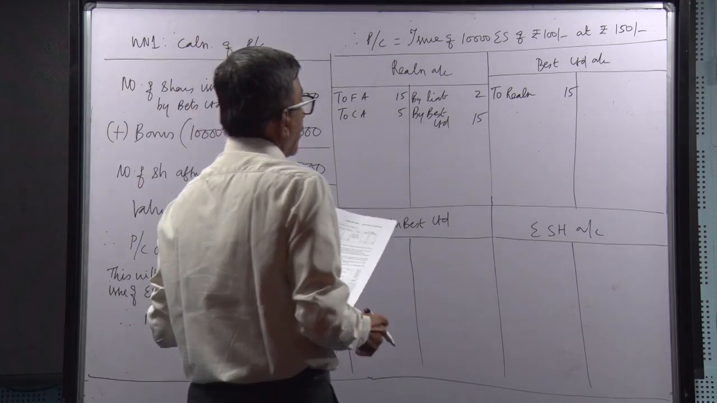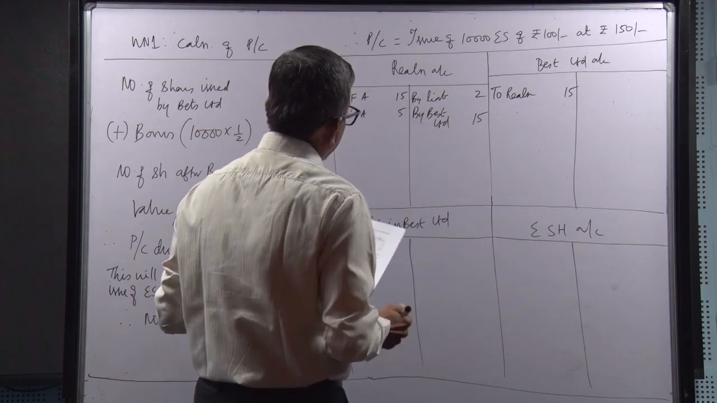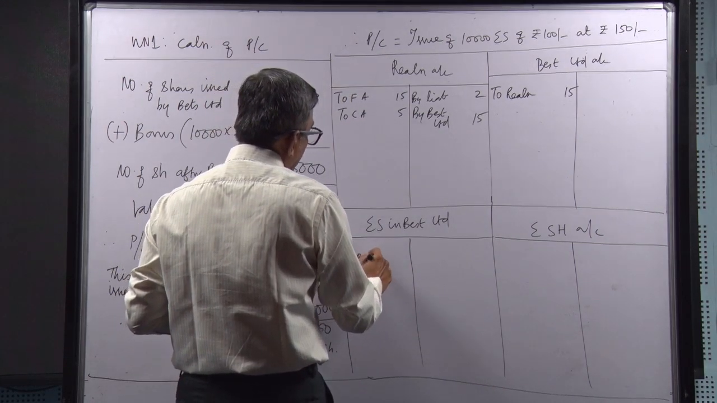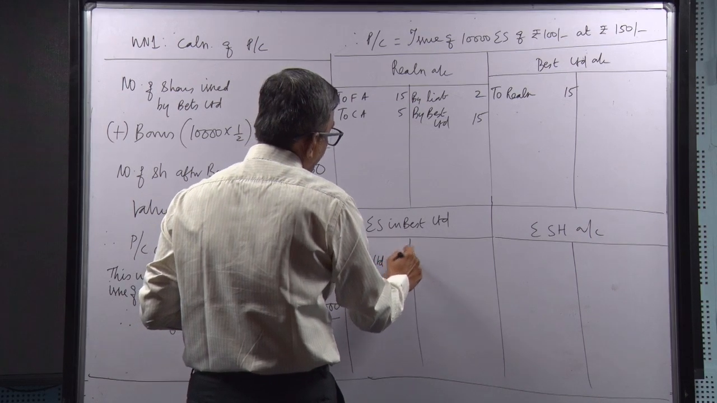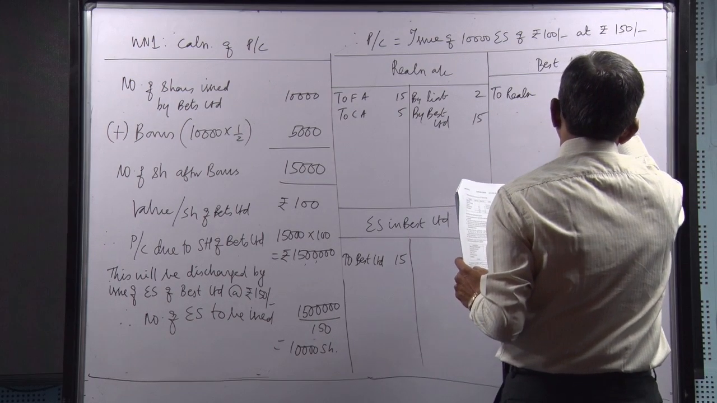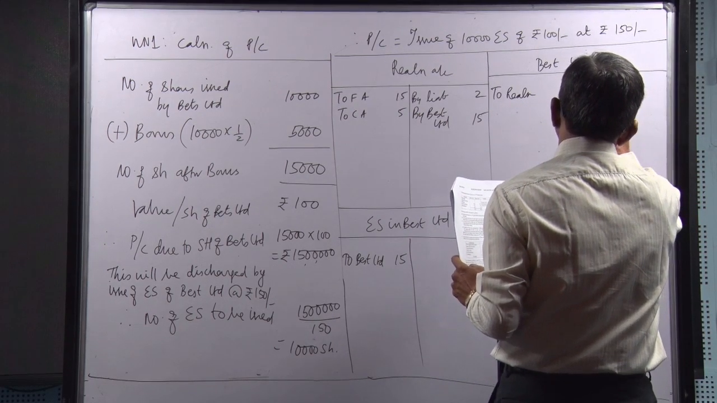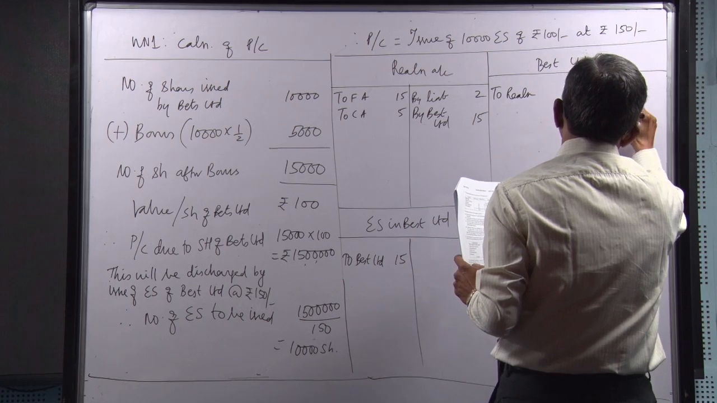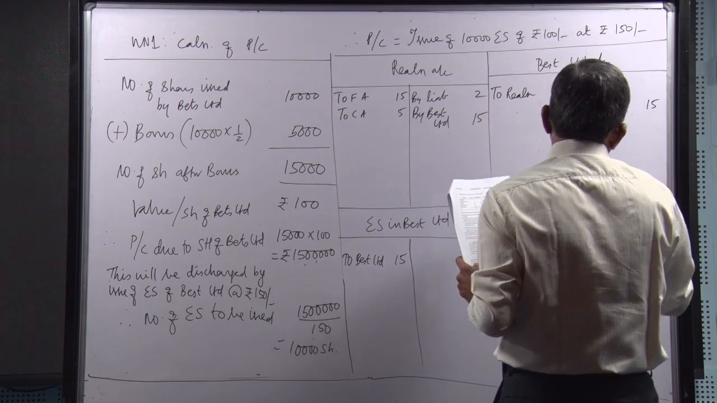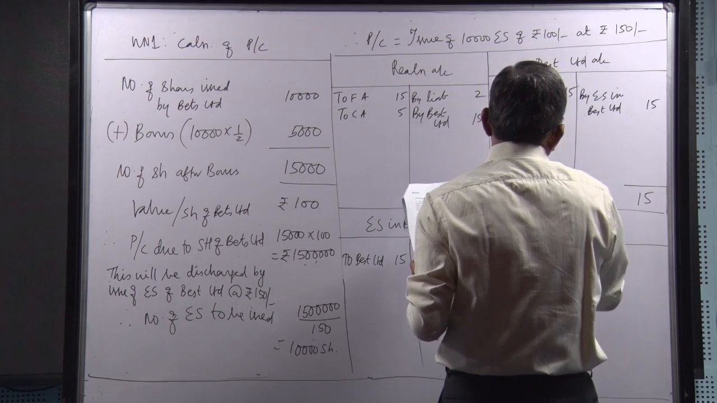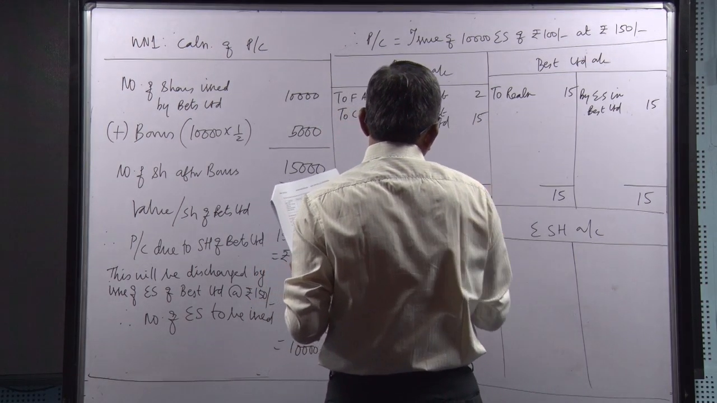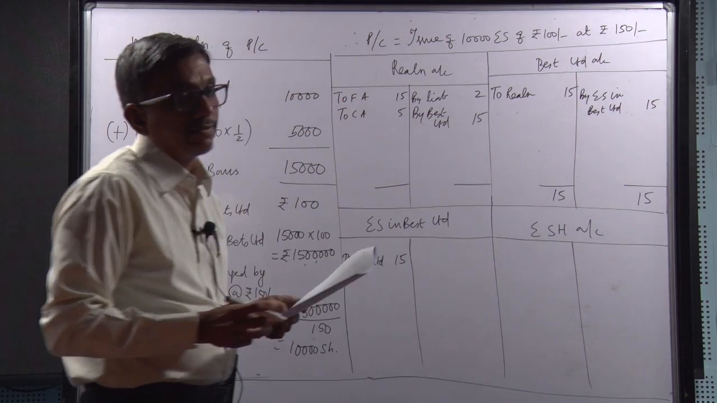Then how is that received? It is received in the form of equity shares of Best Limited. So debit equity shares account to Best Limited 15 lakhs. Credit Best Limited by equity shares in Best Limited, that is 15 lakhs. So the purchasing company account will be closed. 15 lakh is due from them, 15 lakh received in the form of equity shares.